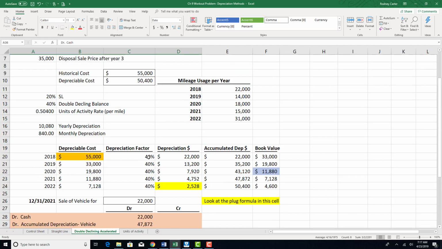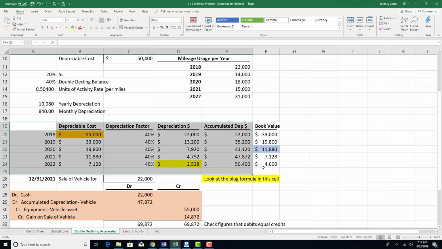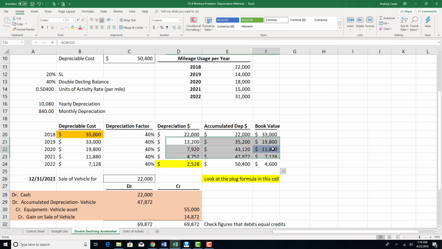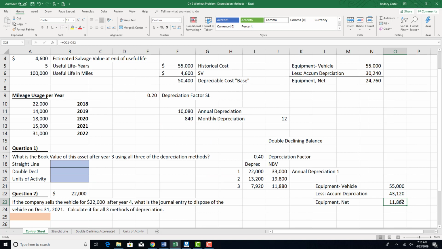Let's check our work. Here's the comprehensive schedule, 11,880. Remember, I'm trying to do this as quickly as I can. I've answered this without having to build a full schedule. What's the key here to remember? We do not deduct the salvage value for double declining balance or accelerated depreciation. We double the factor. We took 20 times 2, and we had to build out the 3 years as follows here to get how much we depreciated.